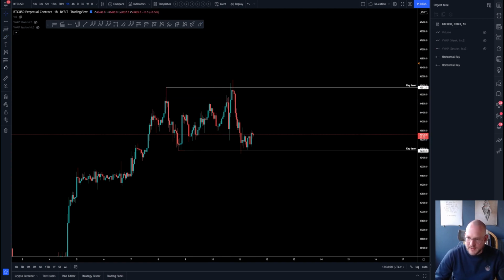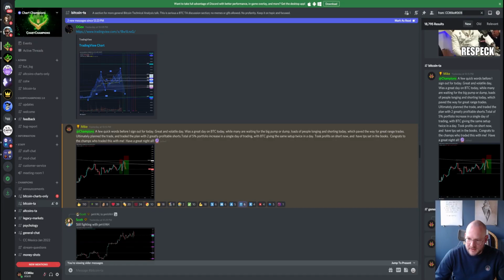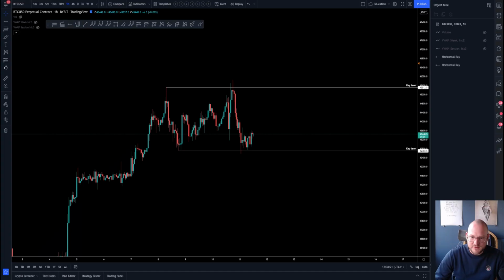Then going forward from there, as we were progressing within that range, as highlighted, I'm looking for that top of the range, after which exactly that happened per se, not giving me one, but two of the exact same trade setups, right? So basically, before I went to bed yesterday, I wrote down a few quick words before I sign out today. We had a great volatile day. For me, this is what I thrive in.